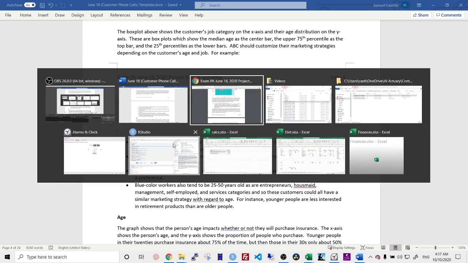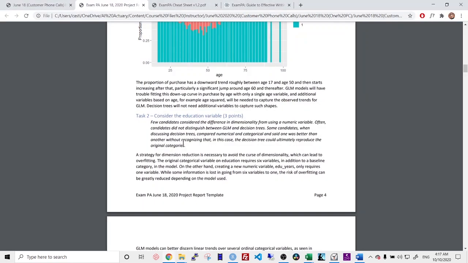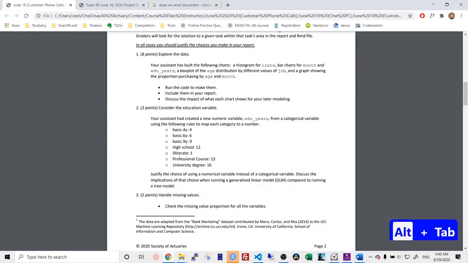And this may have been a waste of time as well, because the question does not ask for it specifically. Task 2. Consider the education variable.